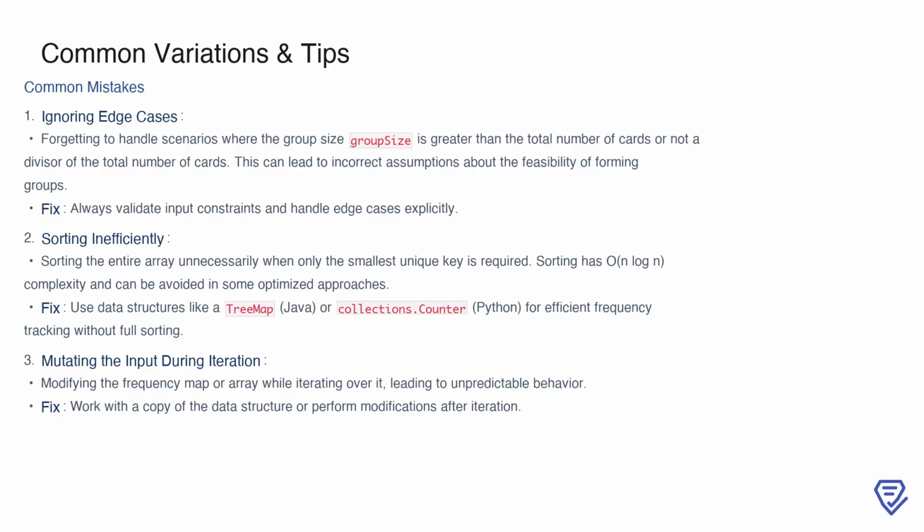Another mistake is sorting the entire array unnecessarily, which can be inefficient. Sorting has a time complexity of n log n, and if you're only working with the smallest unique key, this step is redundant. Instead, opt for data structures like a TreeMap in Java or collections.Counter in Python to track frequencies efficiently. Lastly, be careful not to modify the frequency map or any data structure while iterating over it. This can lead to unpredictable results. To avoid this, work with a copy of the data or delay any modifications until after the iteration is complete.